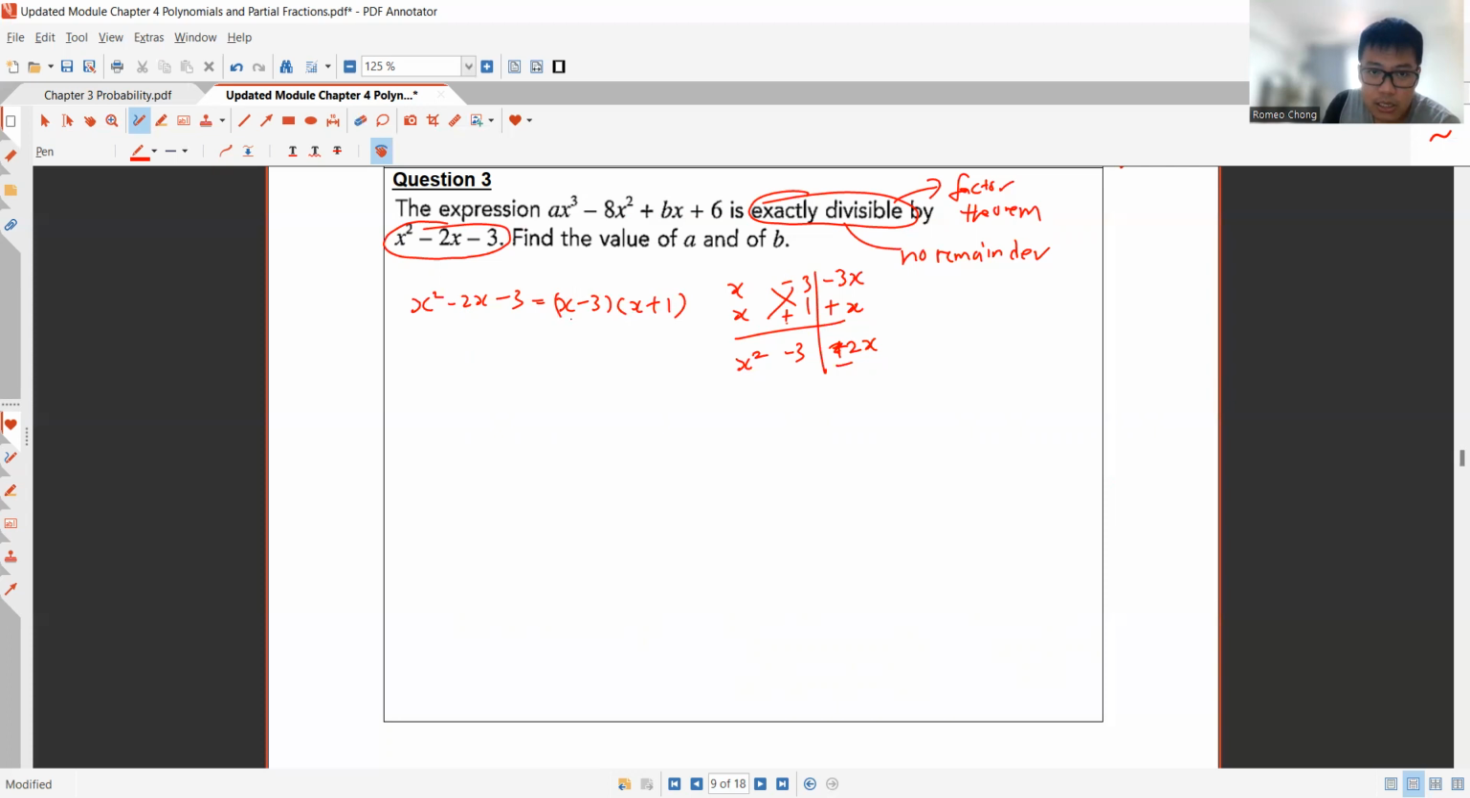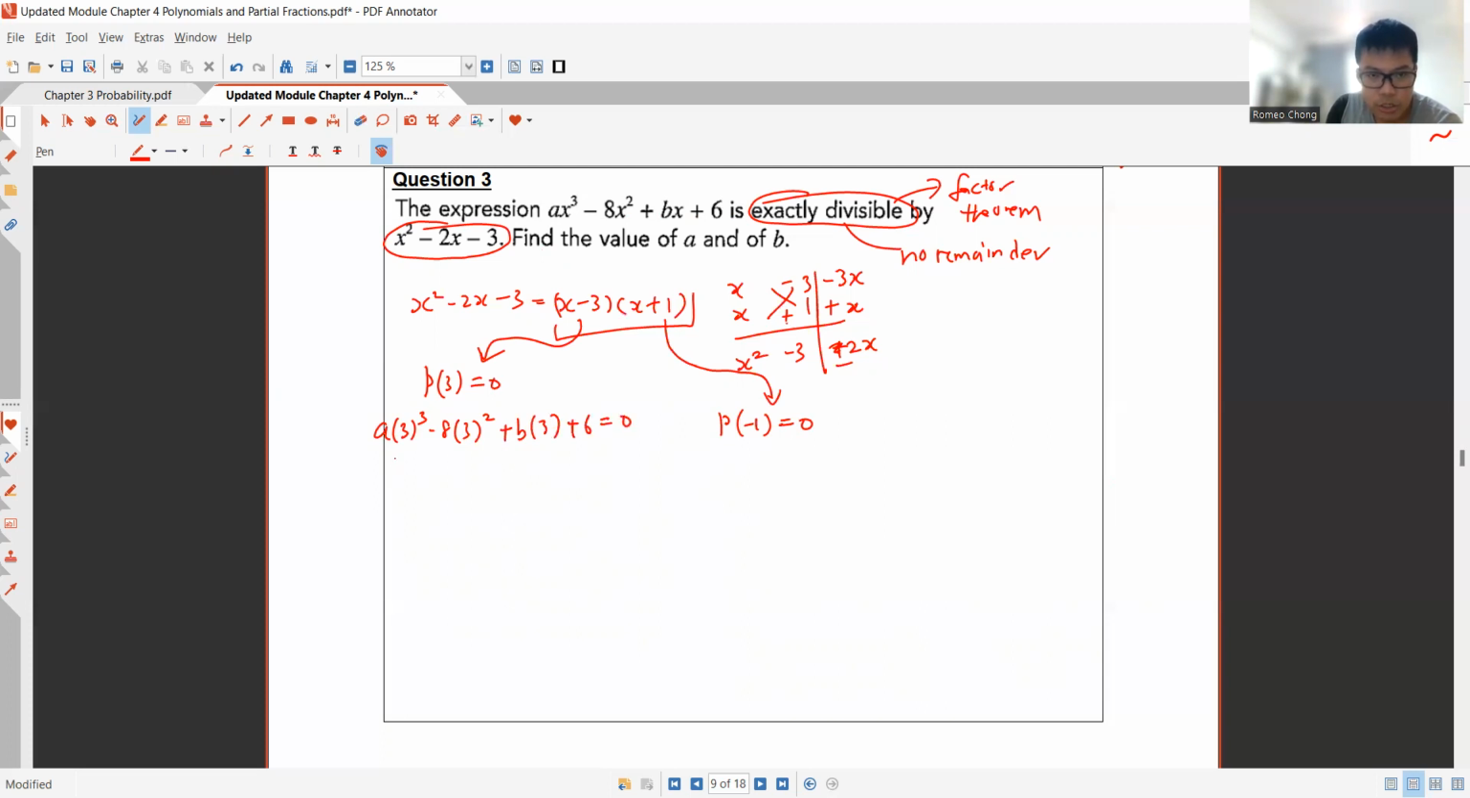That means these two will become the two separate factors of your polynomial. So I will have two pieces of information. The first one is p of 3 equal to 0, and the other one is p of negative 1 equal to 0. Both equal to 0 because of the words exactly divisible. So let's substitute the value. a times 3 cubed minus 8 times 3 squared plus b times 3 plus 6 equal to 0.